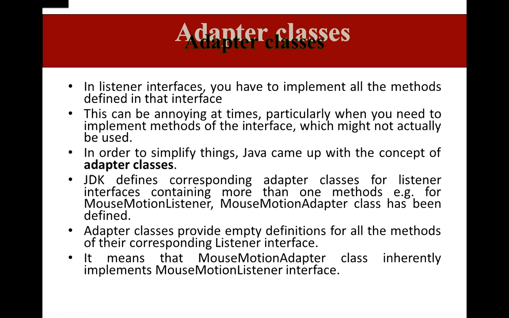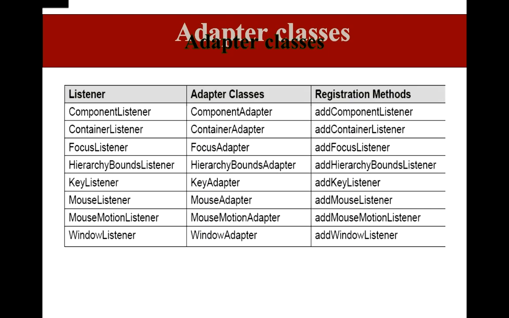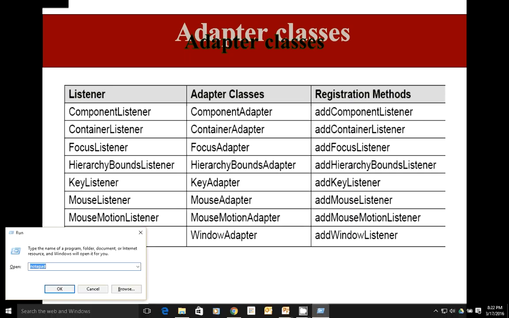In Java programming we have different adapter classes like component adapter, container adapter, focus adapter, hierarchy bounds adapter, key adapter, mouse motion adapter, window adapter. These are the adapters which are equal to the listeners which are already there, from component listener to window listener. Let me write a simple program on how to make use of these adapter classes.